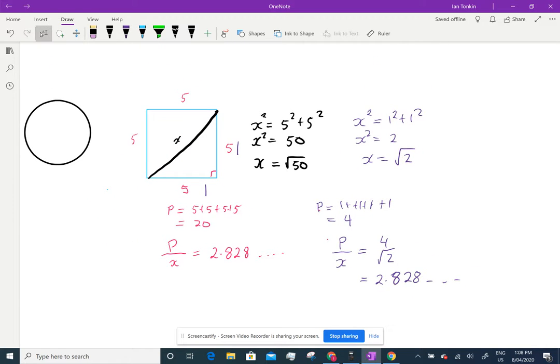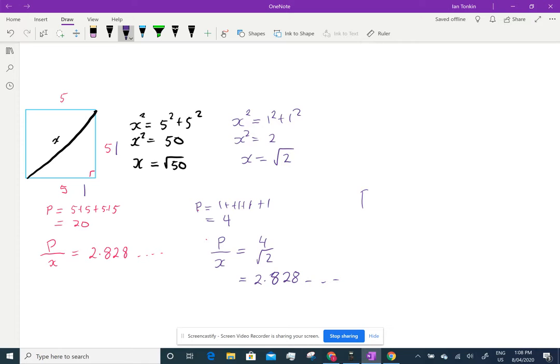All squares are bigger or smaller versions of the same shape. They are similar shapes. It doesn't matter how big or small a square is, they're just bigger or smaller versions. They've been enlarged or they've been shrunk. And as a consequence, all the ratios of lengths and sides are going to be the same, no matter what. So the perimeter to the diagonal of any square will always be 2.828.